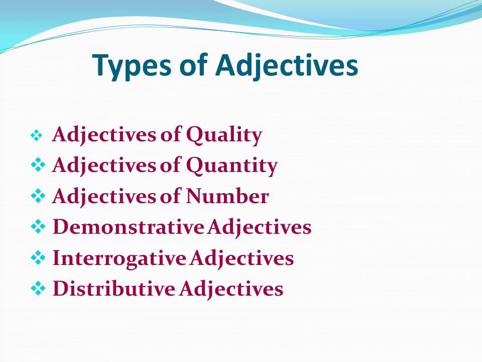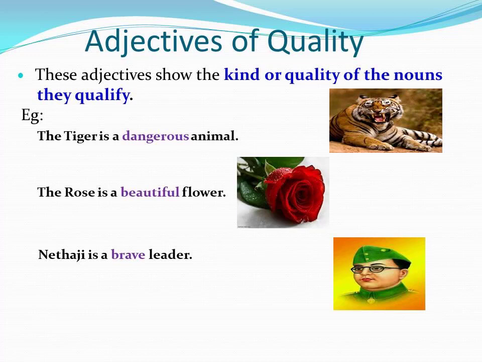Types of adjectives. We have 6 different types of adjectives. They are adjectives of quality, adjectives of quantity, adjectives of number, demonstrative adjectives, interrogative adjectives, and distributive adjectives. Let's see all in detail. First, adjectives of quality. Generally, these adjectives show the kind or quality of the nouns they qualify.